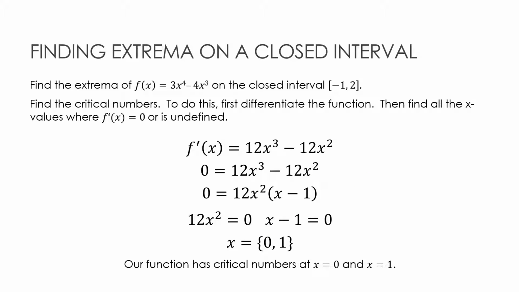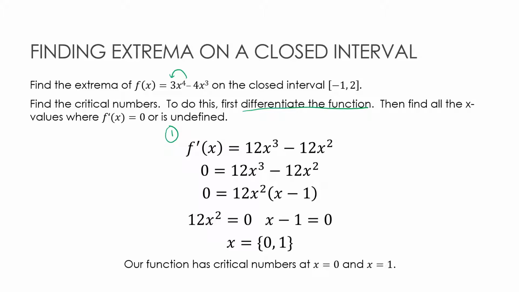Here we have the function f of x equals 3x to the fourth minus 4x cubed on the closed interval -1, 2. Again, closed interval. So the first thing we're going to do is that we need to find those critical numbers. To find critical numbers, we have to first differentiate the function. So that's step one, is to find f prime of x. And f prime of x, of course, we know how to find the derivative.